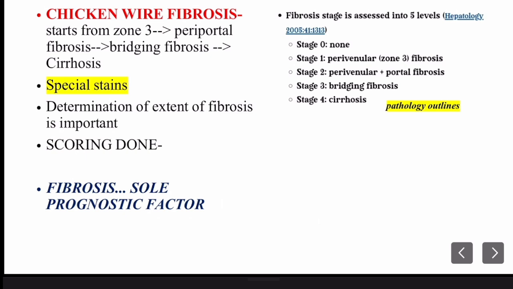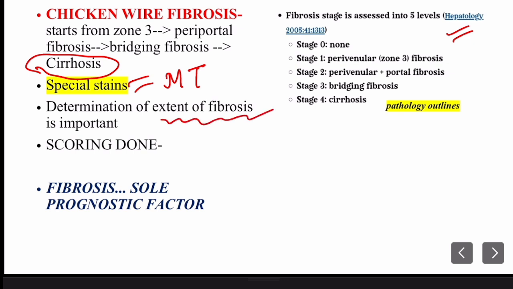So the chicken wire fibrosis starts from zone 3, that is the central lobular zone, and later on moves to the periportal fibrosis and bridging fibrosis. Ultimately, it can lead to cirrhosis. The special stain that is used is Masson trichrome stain. The fibrosis is scored because the extent of fibrosis is the most important and critical prognostic factor.